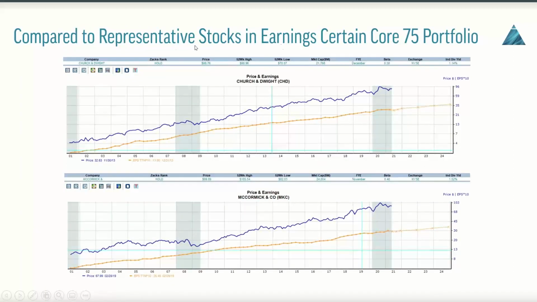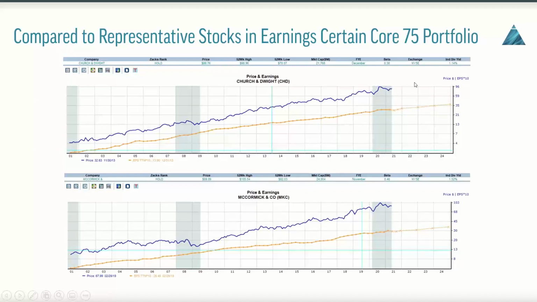So when you compare this to the representative stocks in the earnings certain core 75, again, I mentioned that a lot of these companies, you use their products every day, but you don't realize who they are. When you look at the earnings line for a company like Church & Dwight and you show this to your clients, the first response is, well, of course we would be invested in that. Why not? If you bought it in 14, you're still up. If you bought it in 10, you're still up. If you bought it in 8, you're up. If you bought it any time when the S&P 500 gave up decades of return, you're still up. This stock continues to grow at that same trajectory.